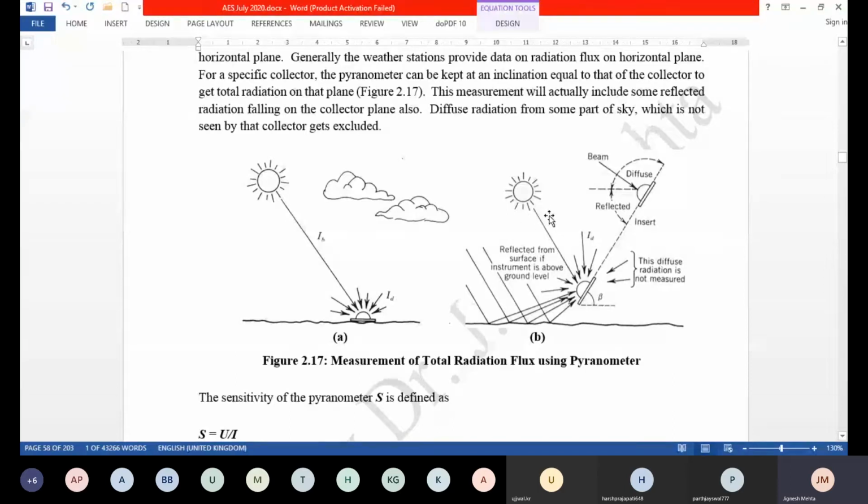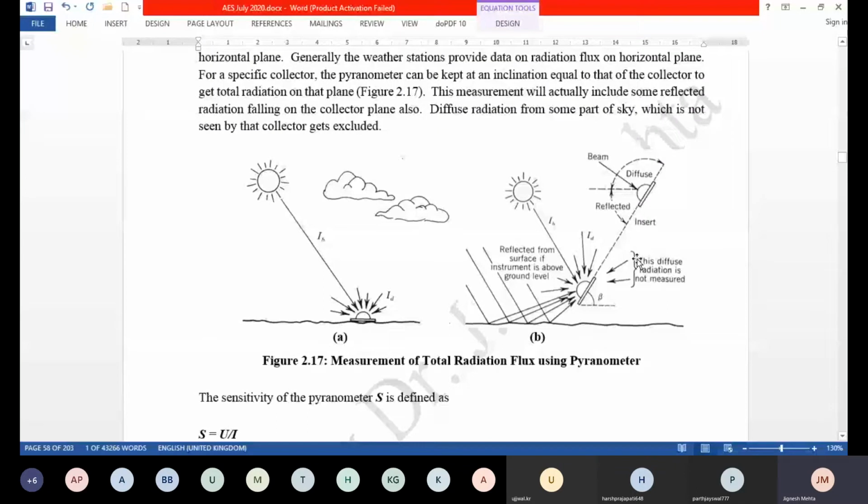Now the diffuse radiation shape factor. So as you can see, the sky behind this collector on the right hand side, it cannot see that. So that is expressed as 1 plus cos beta by 2, right? And in extreme cases, if you keep it vertical, it cannot see half the sky, right? So it will become 0.5. So that's about the diffuse radiation shape factor.